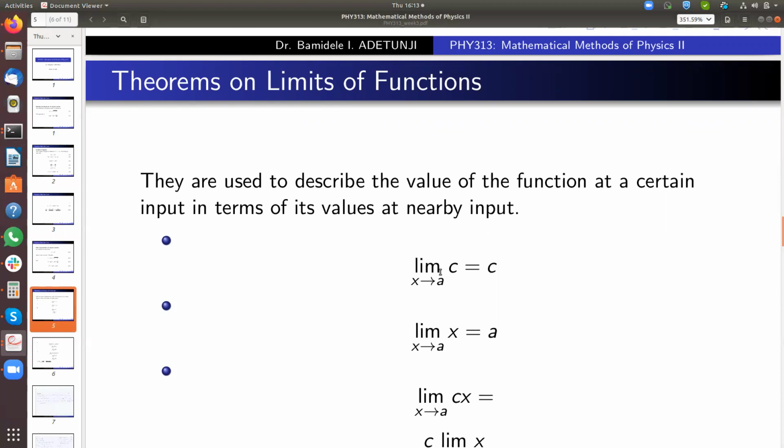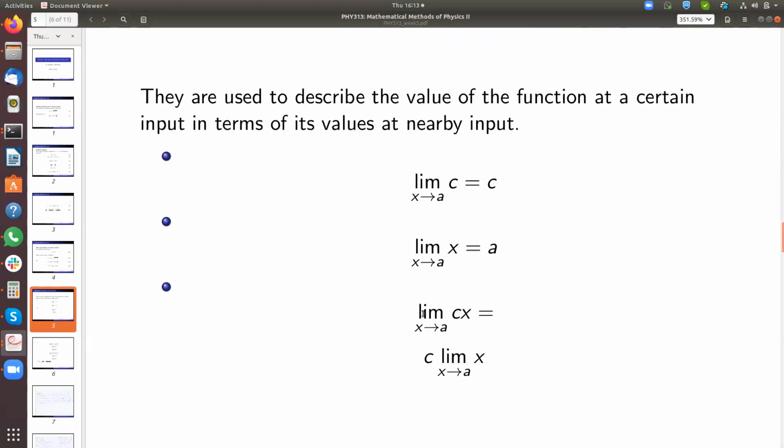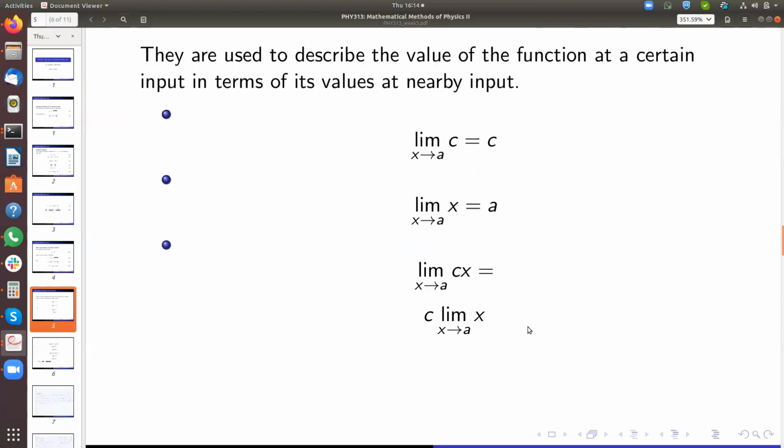One of them is when you have the limit of c as x tends to a, it is just the constant, because c here is a constant. The same thing, when you have the limit of x as x tends to a, where you see x, you put the value of a, and the answer is a. Another one is the limit of cx as x tends to a: you bring the constant c out, then the limit of x as x tends to a. Where you see x, you put a. So in that case, you have the limit.